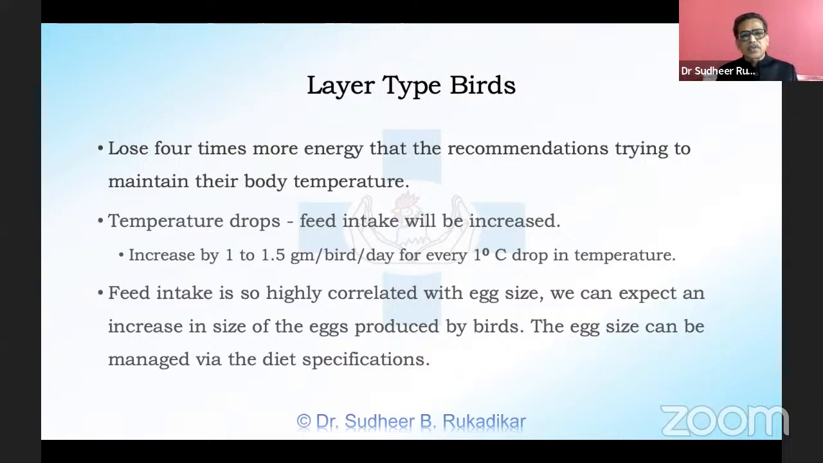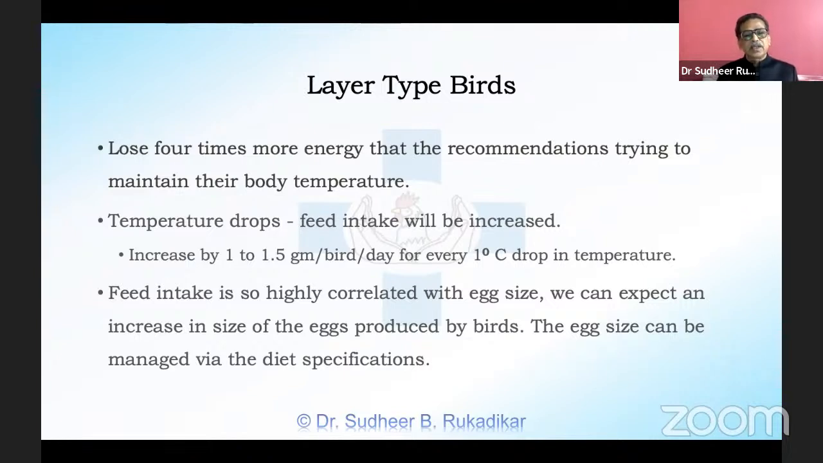So when temperature drops, the feed intake increases, we know it. For every decrease of 1 degree Celsius in the temperature, there will be an increase in feed intake of 1 to 1.5 grams per bird per day. Of course, layers have some restriction, they cannot be fed ad libitum, but still there will be an increase in feed intake.